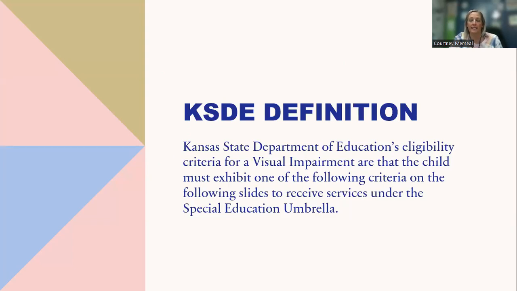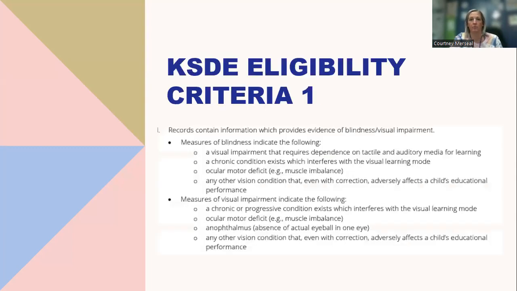According to KSDE, in order to qualify for a visual impairment on an IEP, the student must exhibit one of the following criteria to receive services. So one of these three need to be met in order to begin the qualification process, and then there must be a need demonstrated from the visual impairment in the educational setting.